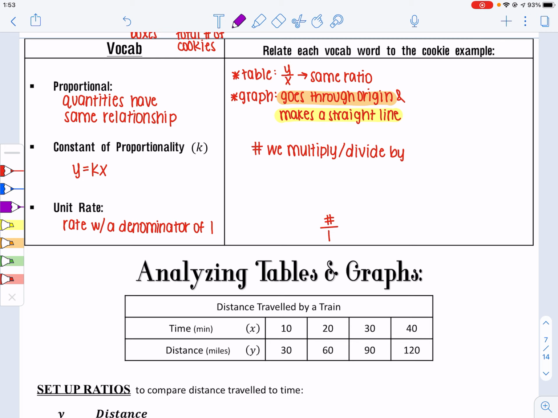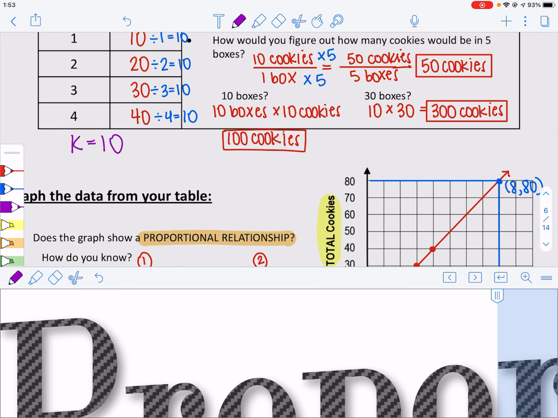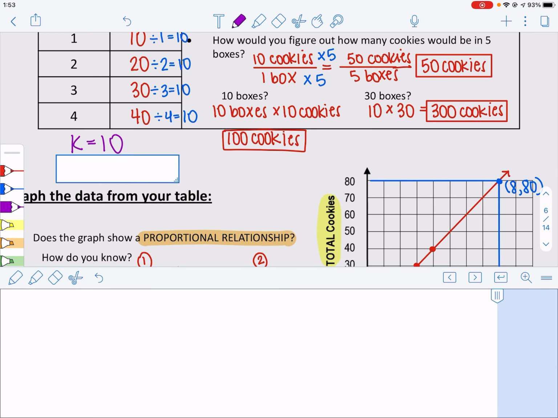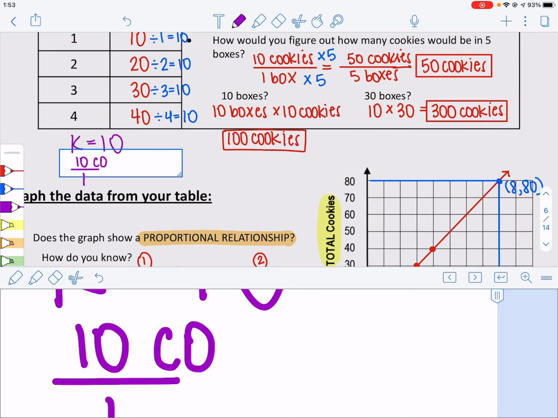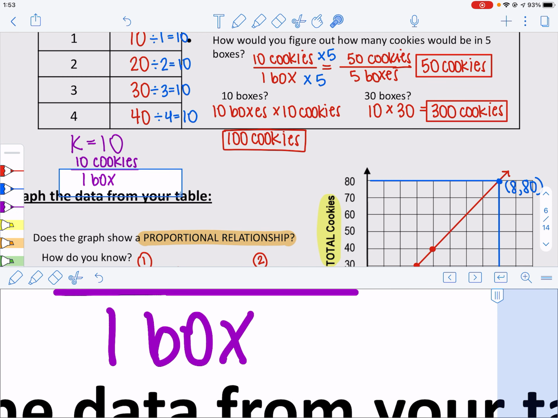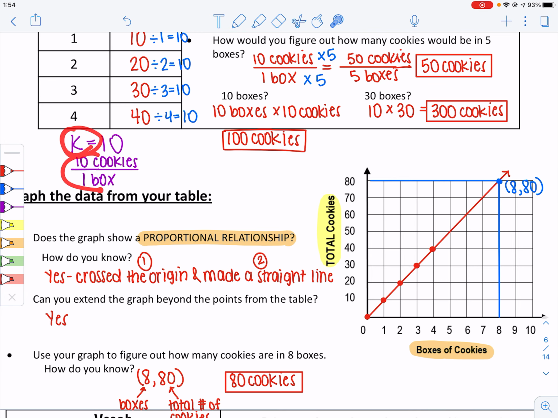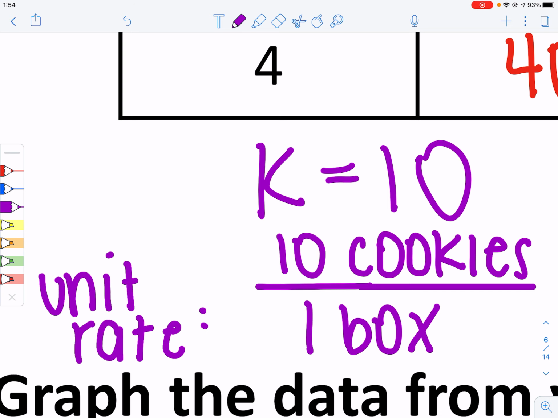Okay, and then again, unit rate we spent a whole day on. This is a rate that has a denominator of 1. And so for this example right here, our k value is the same as our unit rate. It would just have more labels. Okay, so the unit rate would be 10 over 1, which means you get 10 cookies over 1 box. That would be your unit rate. Okay, so notice here your k value and your unit rate, and I'll write unit rate next to this so we know what it is. So this is our unit rate. Your k value and your unit rate are going to be exactly the same.